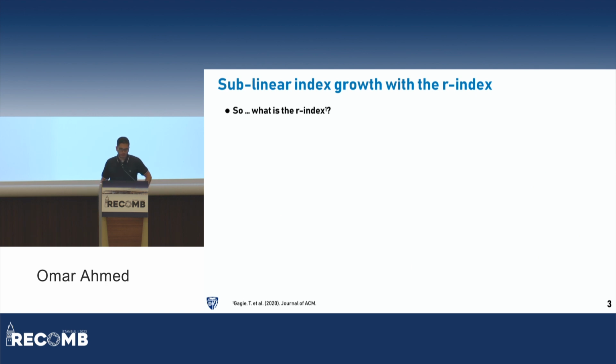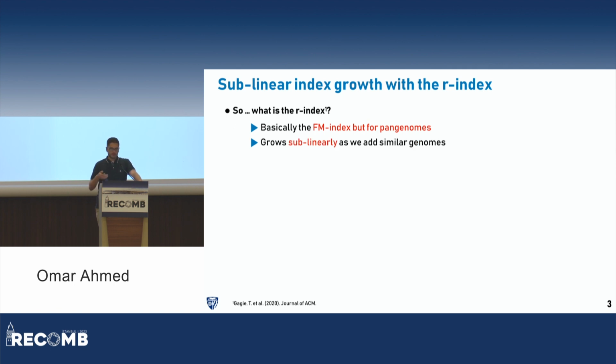So now I'll do a little background on a data structure called the r-index, which we'll talk about later in the talk. So what is the r-index? If you're familiar with the FM index, it's essentially a pangenomic version of that, allowing you to do similar types of queries, such as presence/absence queries, locate queries, and count queries. What makes it optimized for pangenomes is that its size tends to grow sublinearly as you add similar sequence into it. The reason for this is that its space complexity, as the name implies, is O(r), where r is the number of runs in the BWT of the text.